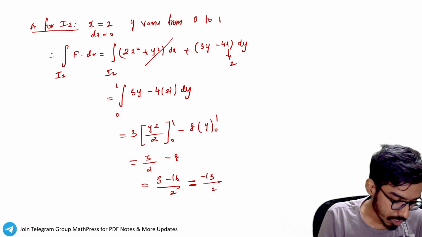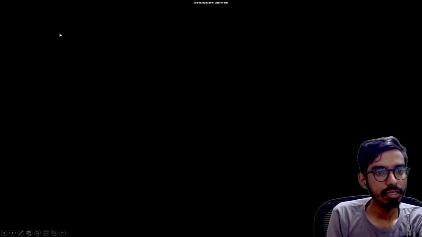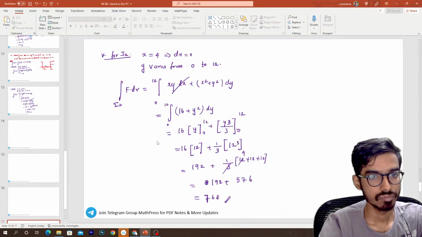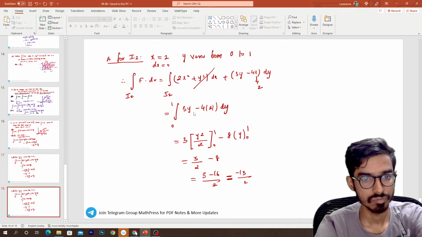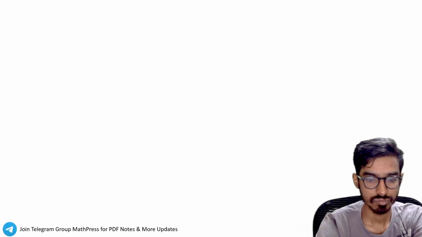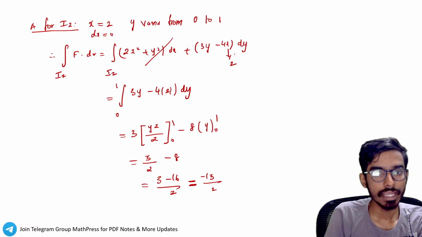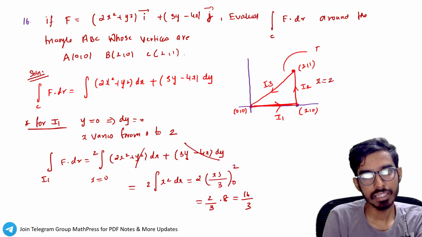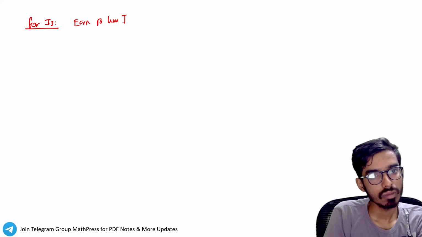So this will be minus 13 by 2, right? So this will be minus 13 by 2. Now for I3, you need to find the equation of the line joining 2 points, right? So what is the equation of this line? So we need to find the equation of the line joining 2 comma 1 and 0 comma 0.